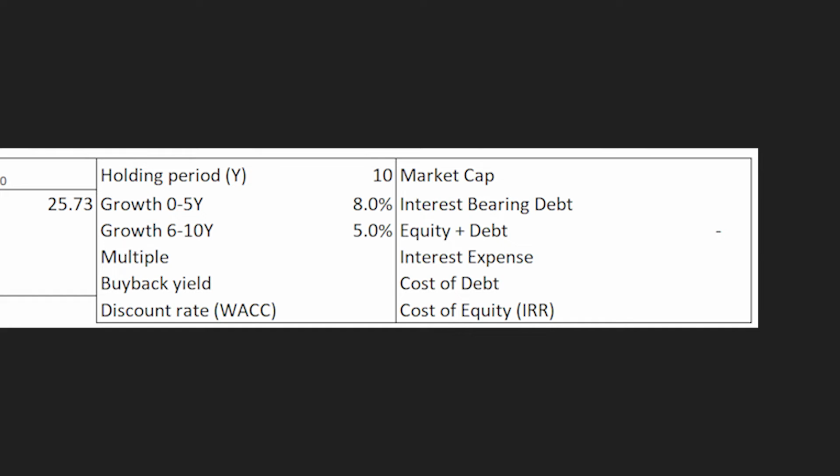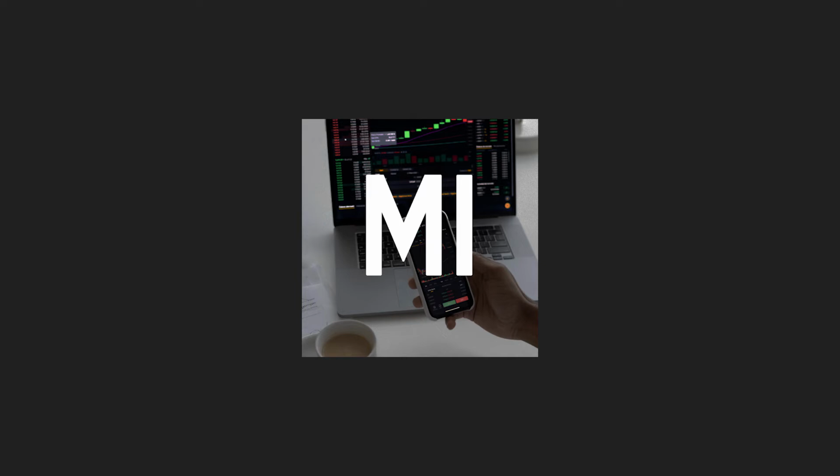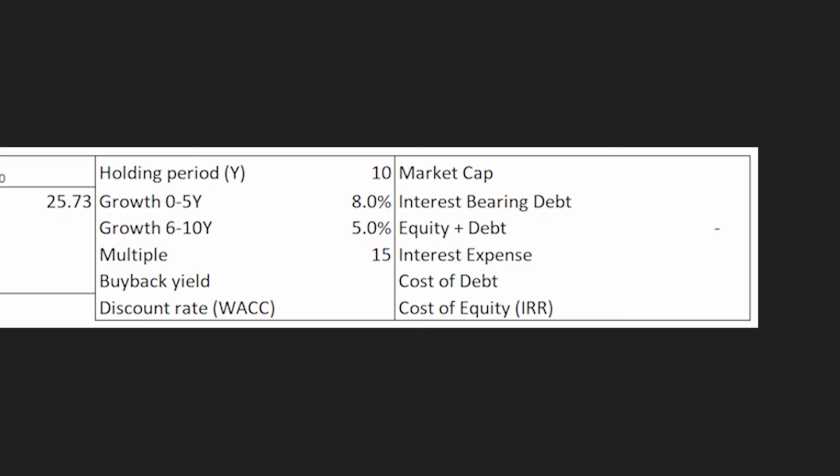Next, we have to assume Facebook's price to free cash flow multiple at the end of a holding period, so basically in 10 years. Because I think that Facebook is a high quality business and to reflect our assumed free cash flow growth rates, I assumed a price to free cash flow multiple in 10 years of 15.